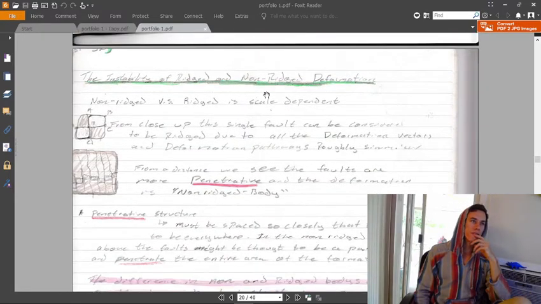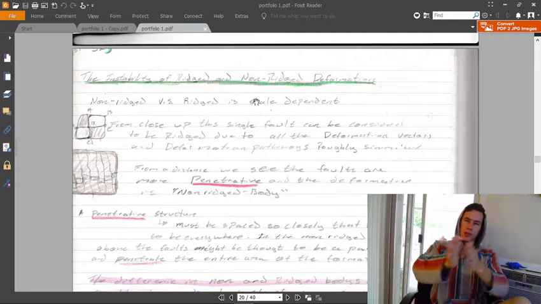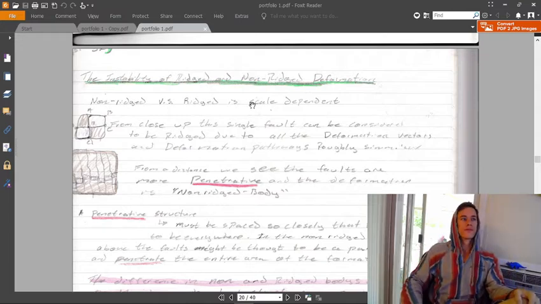Okay, so the instabilities of rigid and non-rigid deformities. Rigid again was just all the vectors are moving in the same place. Non-rigid means it's kind of wonky and different. Non-rigid versus rigid is scale dependent.